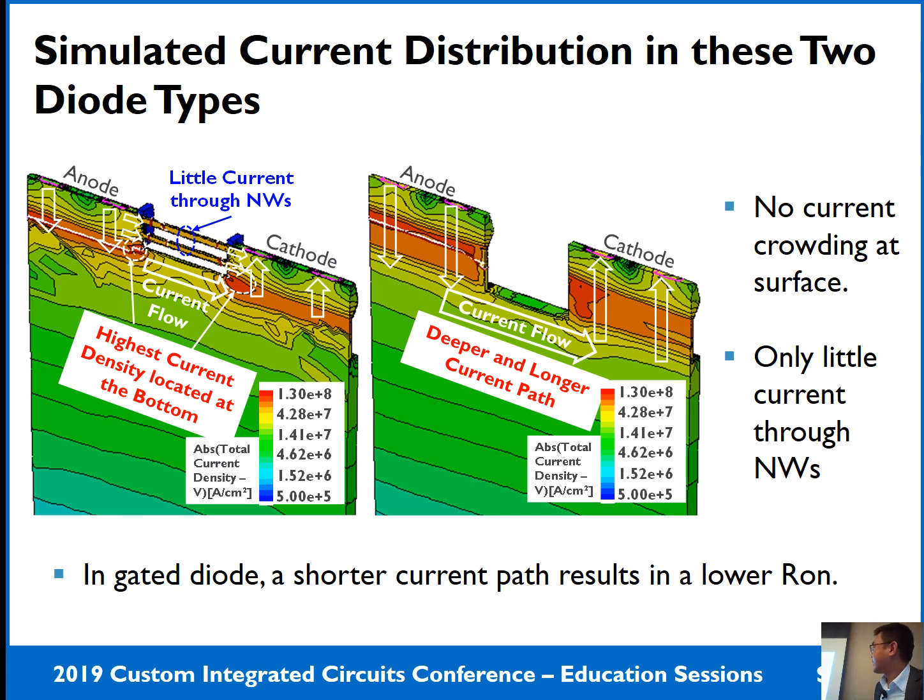So in the gated diode, this shorter current path results in a lower R compared with the STI diode, which has a longer and deeper current path. Then this time there is no current crowding at the surface. The highest current density moved to the bottom gate edge. Okay, so only a little current is discharged through these two narrow wire structures. So this can explain why the gated diode has a similar IT2 to the STI diode, because no current crowding at the surface is different from the FinFET gated diode.